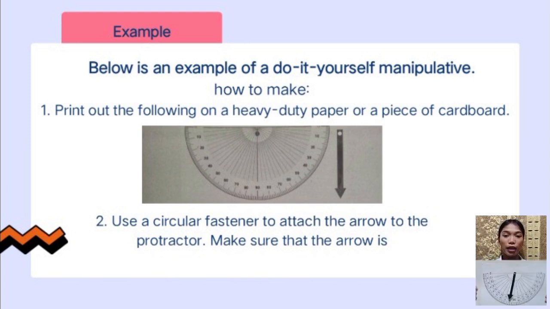So I have here a DIY protractor. By following these steps on how to make it, number 1, print out the following on a heavy-duty paper or a piece of cardboard. So I print the protractor and I attach here the illustration board. And number 2, use a circular fastener to attach the arrow to the protractor. So this is the arrow and I attach the circular fastener here in the center so that the arrow can freely move.